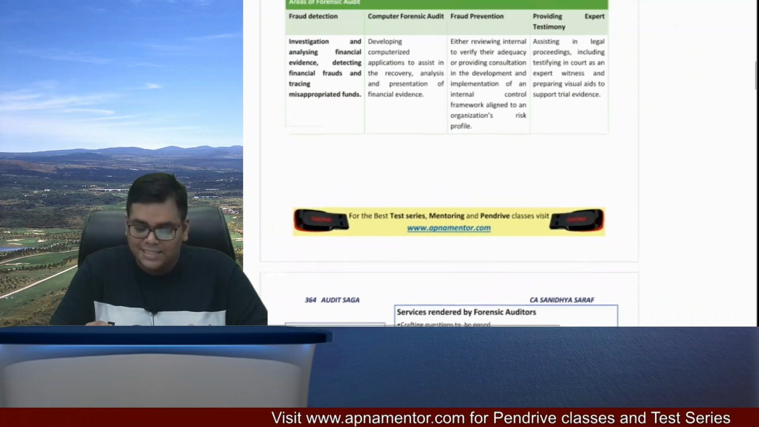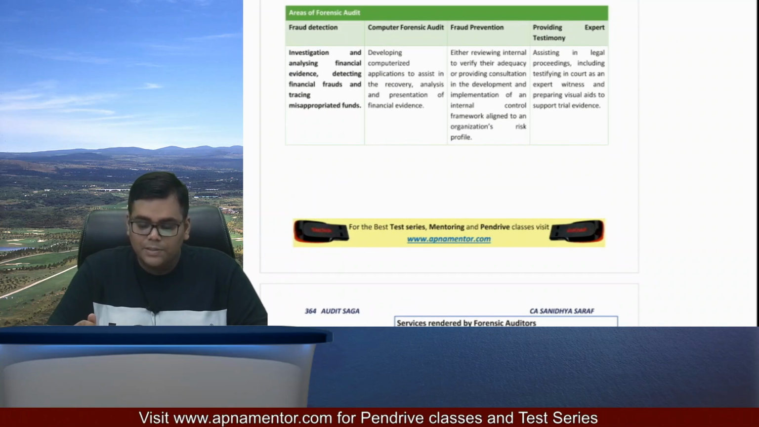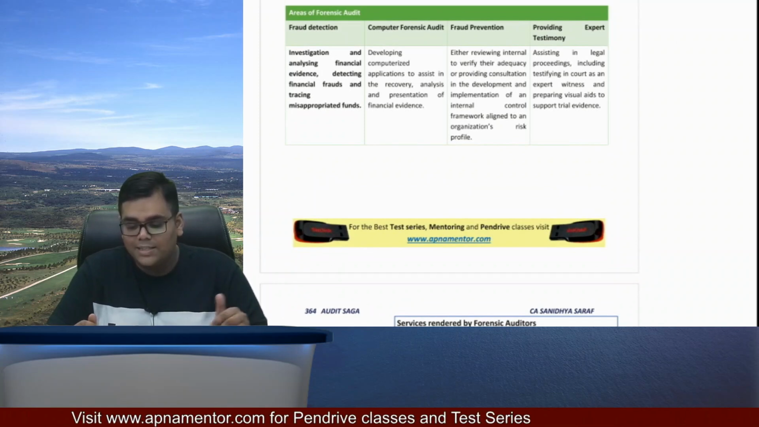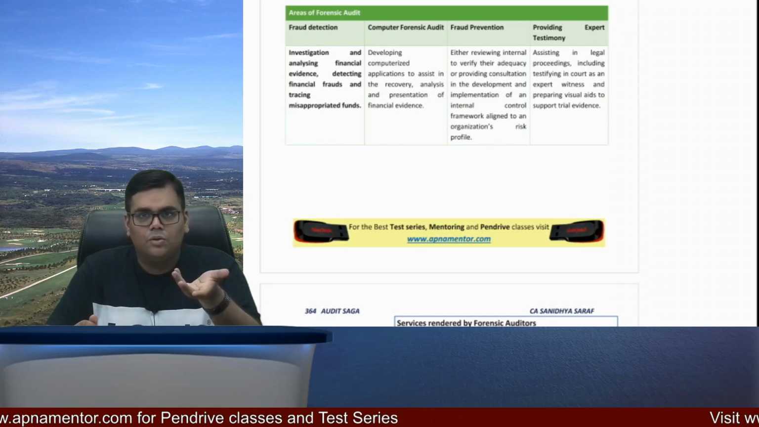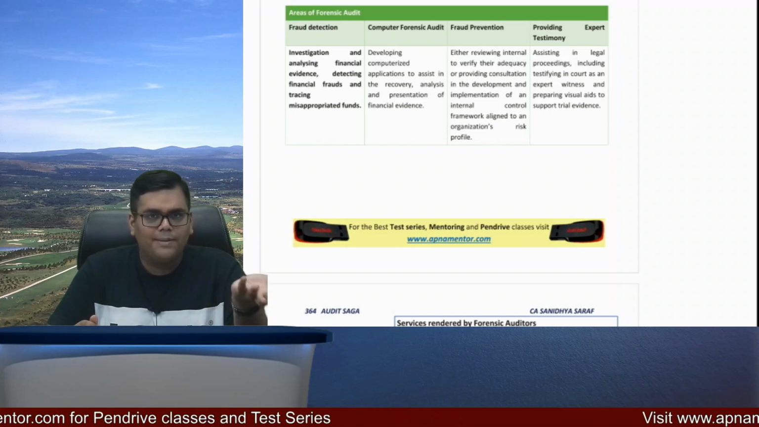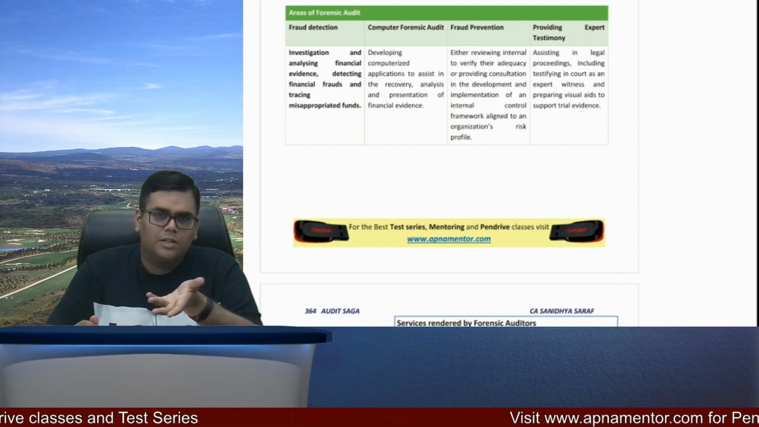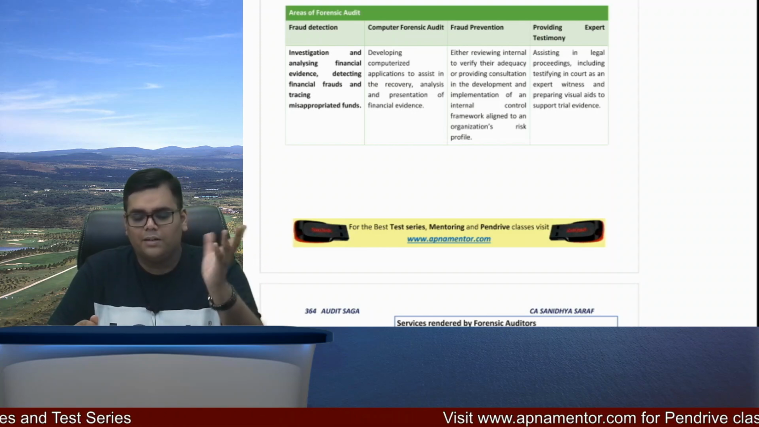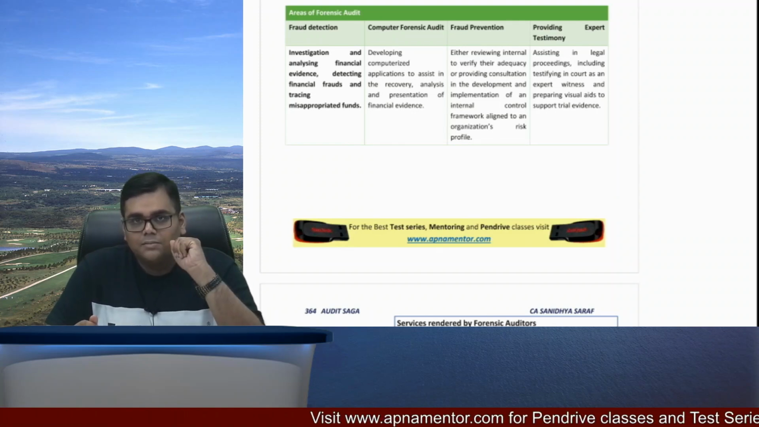Providing expert testimony. This is another area of forensic audit. That is assisting in legal proceedings, including testifying in court as an expert witness. So if we talk about financial audit, his role is only to produce evidences before the management. Whereas in case of forensic audit, his role is not only to produce evidences before the one who has conducted the forensic audit, but at the same time assisting in legal proceedings.